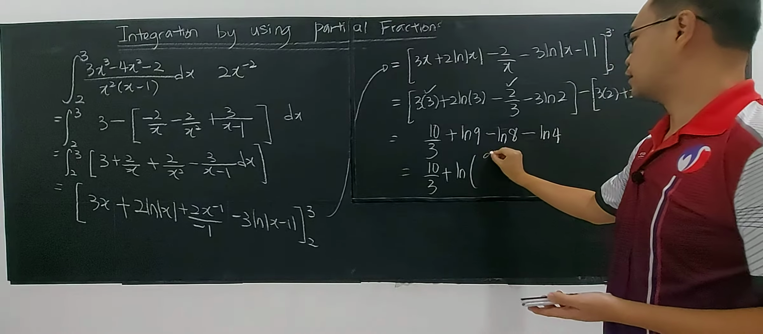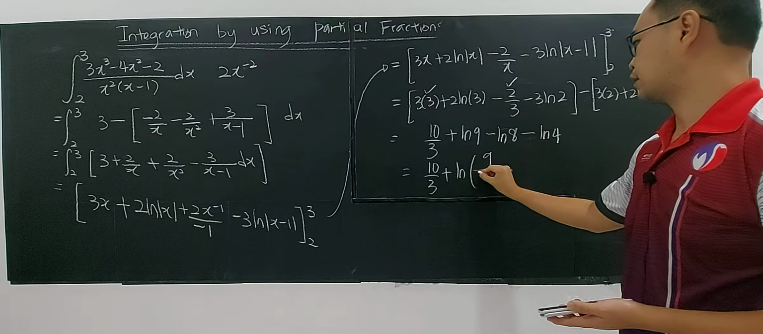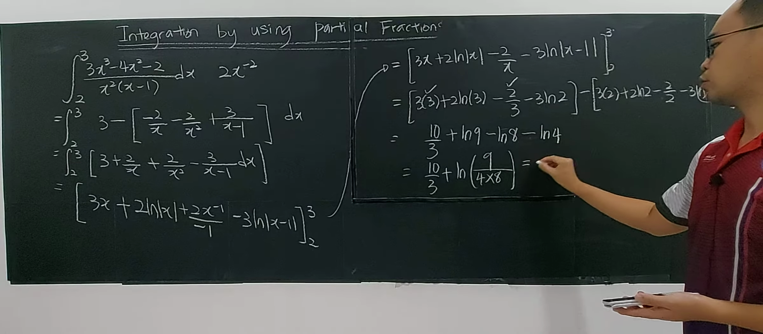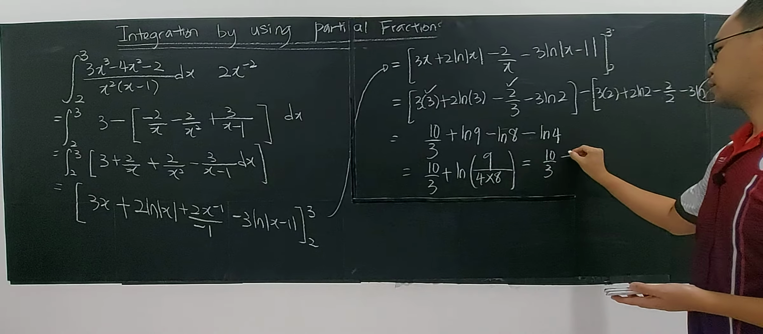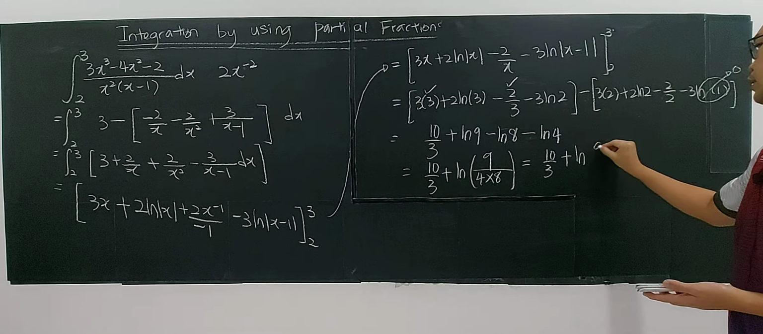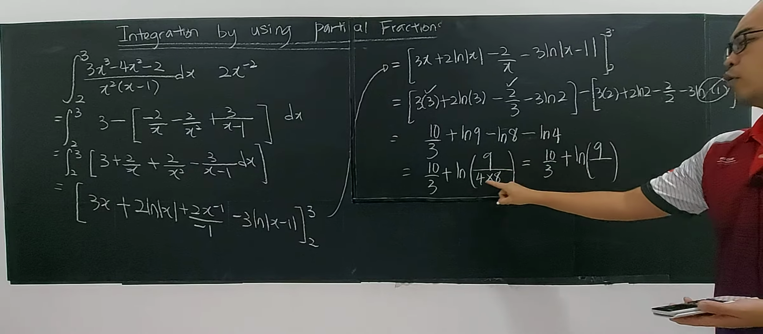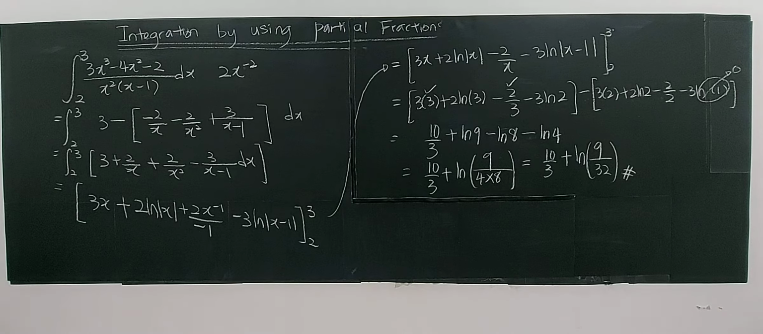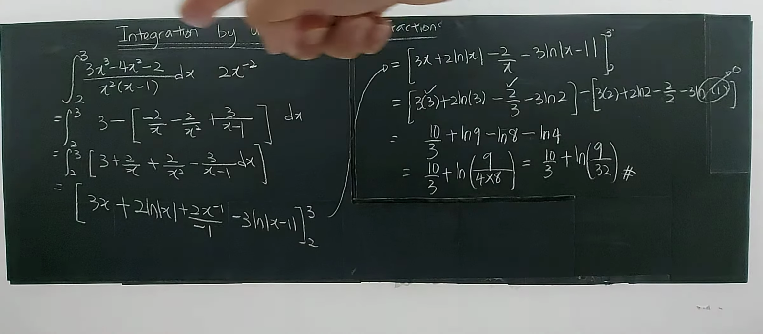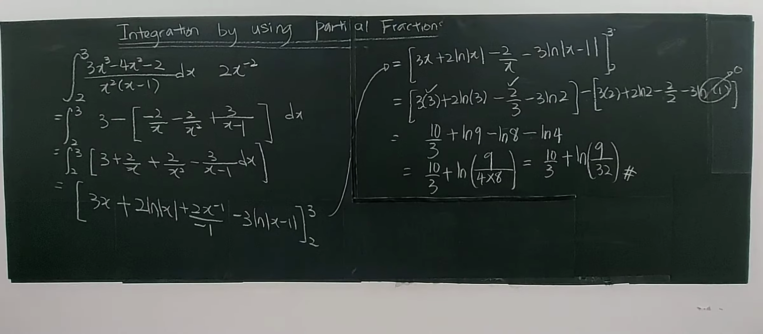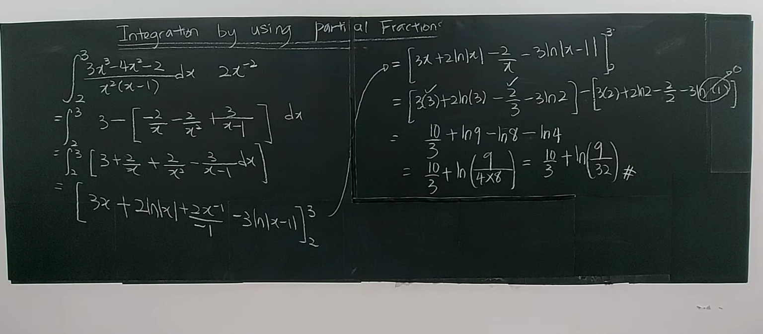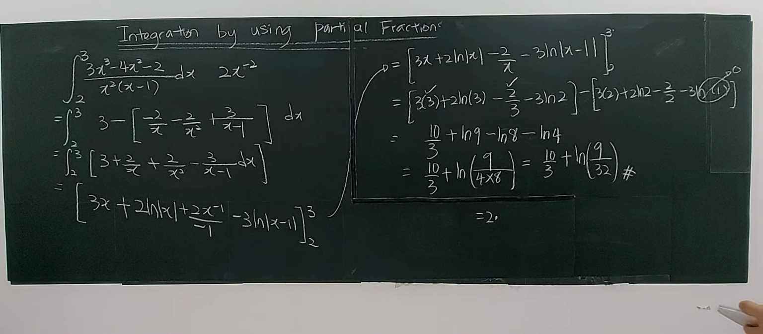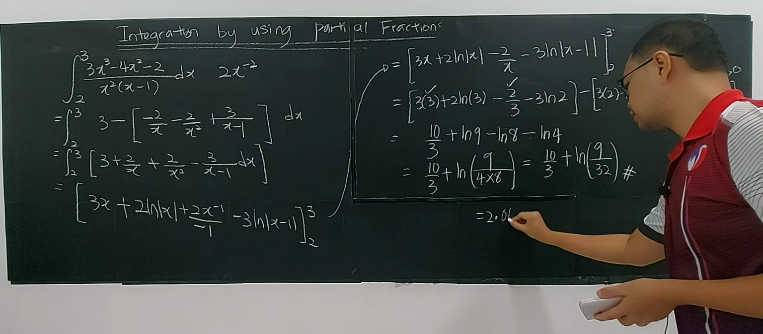So then simplify this, you will have 10 over 3 plus ln. Minus means divide. 4 multiply 8 here. Alright, 4 multiply 8. So you will have 10 over 3 plus ln 9 over 4 times 8, 32. That's your answer, which is the exact answer for this partial fraction as I have already evaluated. Or you can write it in the form of decimals if you want. You can write it to 4 significant figures, which will be 2.6065.